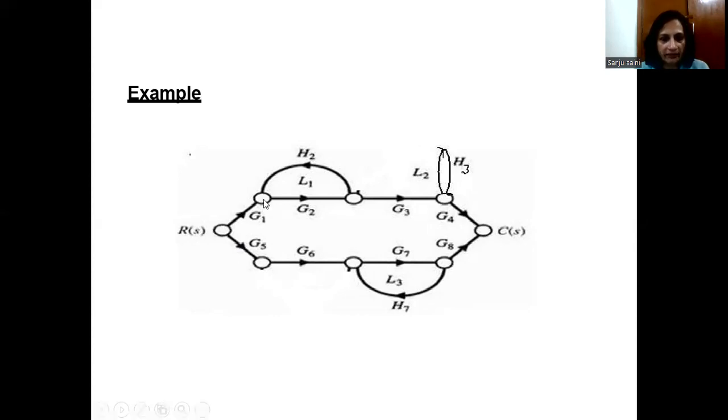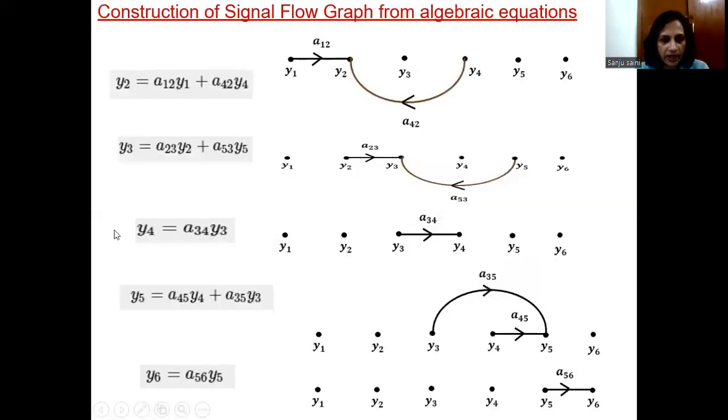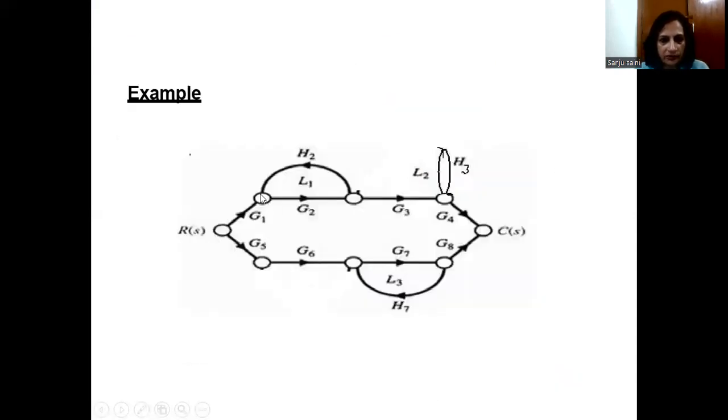Loop is, we start from here, we go through this branch that has a gain G2, we go through this branch that has a gain H2. So this is a loop that starts from a branch and terminates on the same branch. So starting from here, again we come back to this. This is also a loop. This is called a self loop.